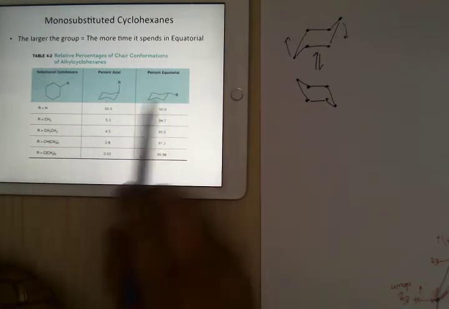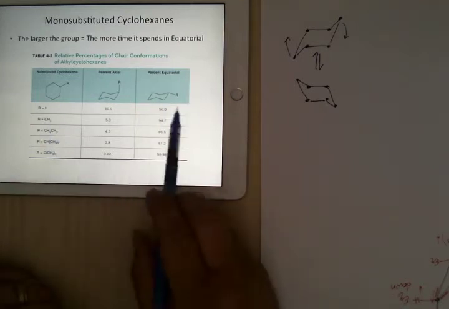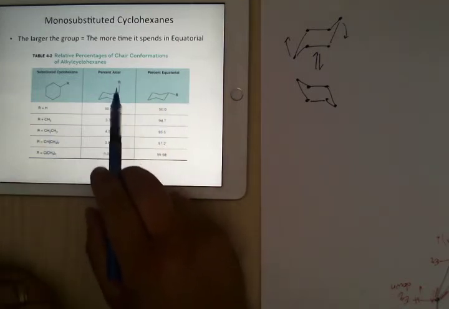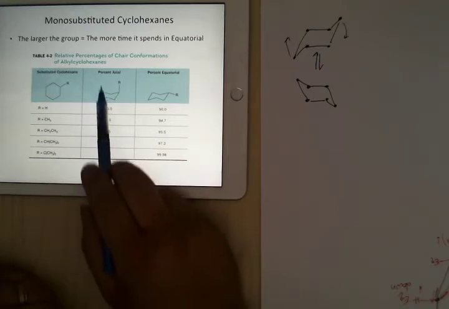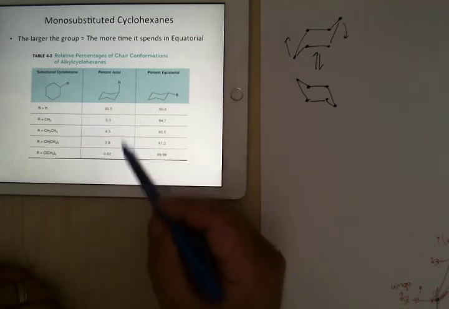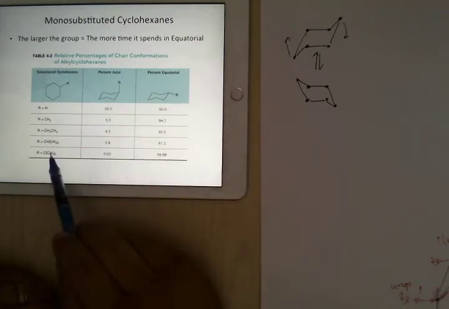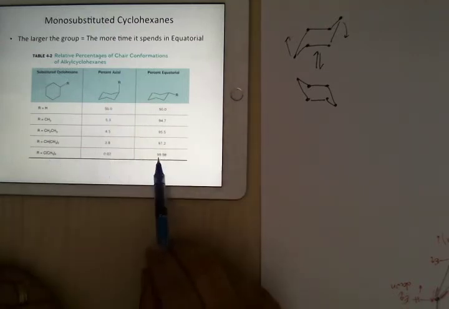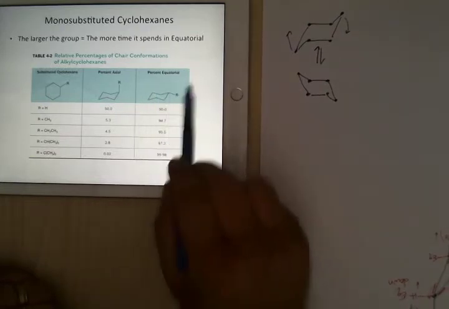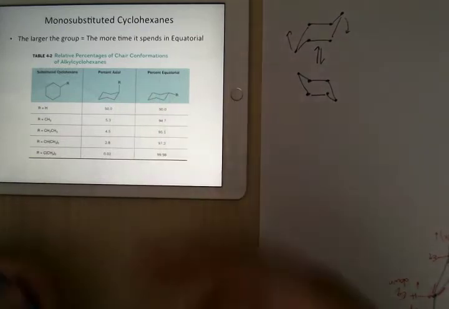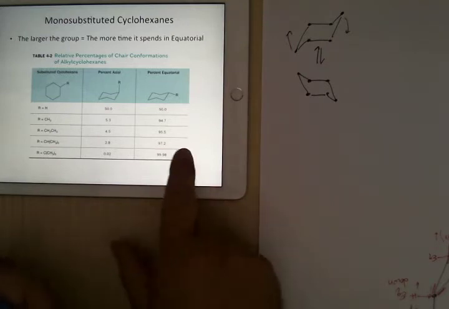But as soon as you put a methyl group on here, it spends 95% of its time in the equatorial position. As that group gets larger, it's going to spend less and less time axial because it's going to be hitting those flagpole hydrogens, the axial hydrogens here and here. And so once you get to a giant t-butyl group, now it spends 99.98% of its time here. So it's basically locked into whatever position gets that t-butyl group equatorial.